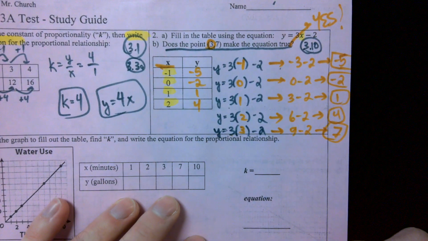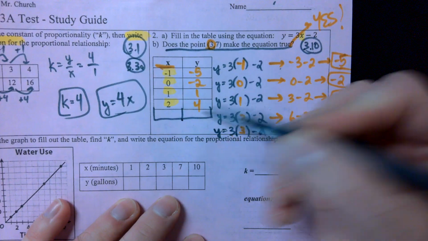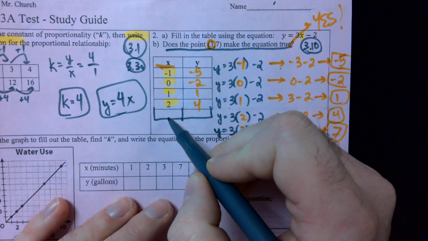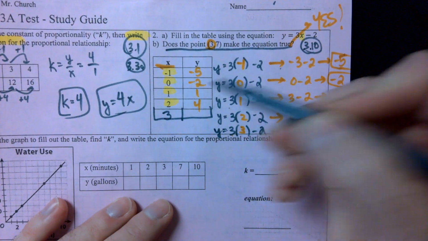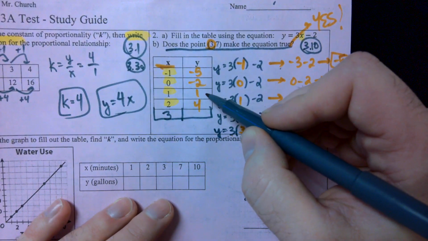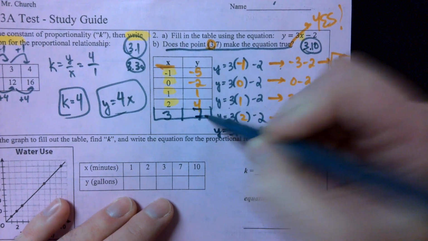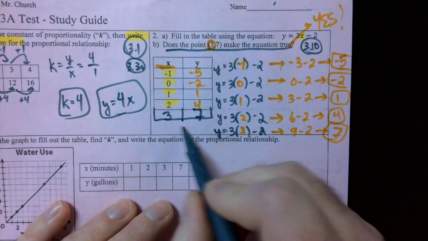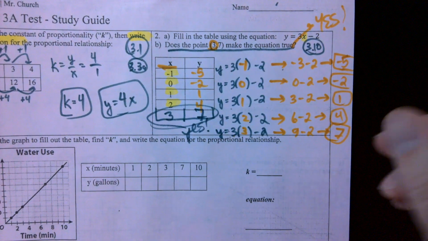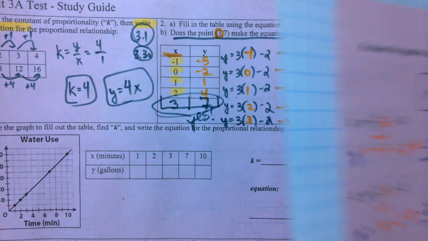The other way we can do it is extend our table. Look at this pattern. My x values go 0, 1, 2. What's my next one going to be? 3. My y values, I'm adding 3, adding 3, adding 3. What's 4 plus 3? 7. So 3, 7 does make the equation true because it is a point on that line. That's what it's asking for. Alrighty.